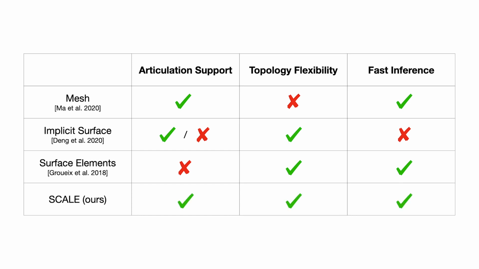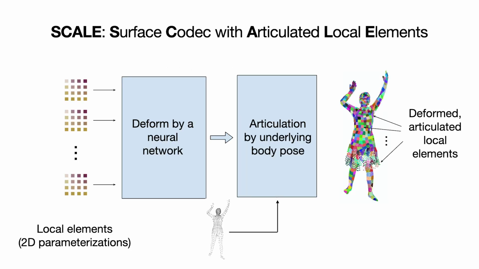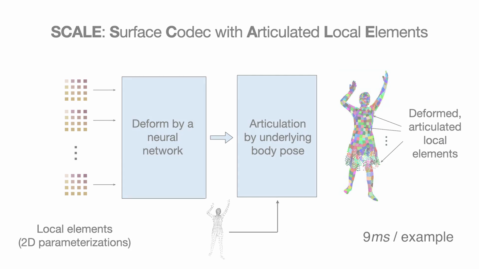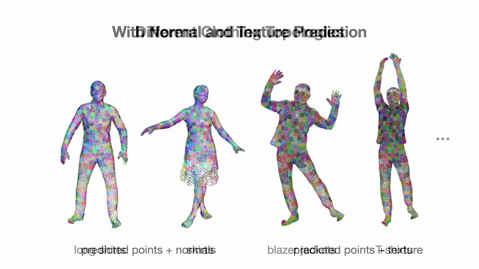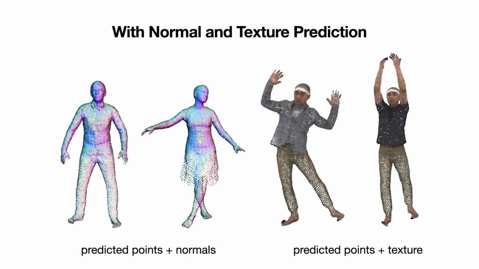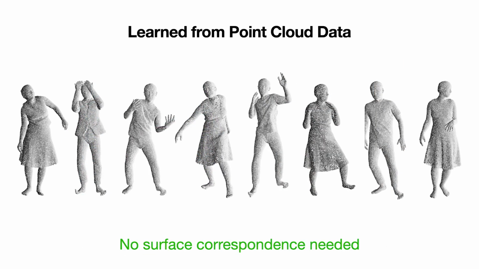In this work, we introduce SCALE, which meets all the requirements above. SCALE represents clothed humans with hundreds of local surface elements parameterized by a neural network. Each element is articulated by the underlying body pose and is fast to evaluate. By combining a large number of elements, SCALE can also represent different topologies in a unified manner. Surface normals and texture can also be modeled so that meshing and rendering can be applied. In addition, SCALE can be learned from raw point clouds without surface correspondence.